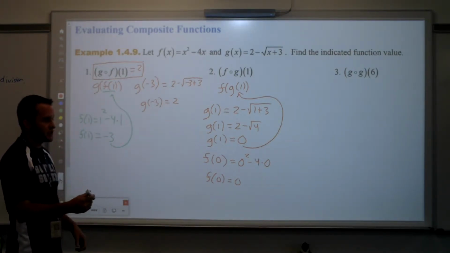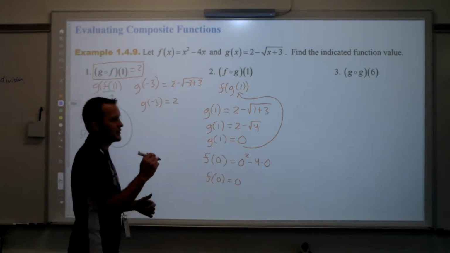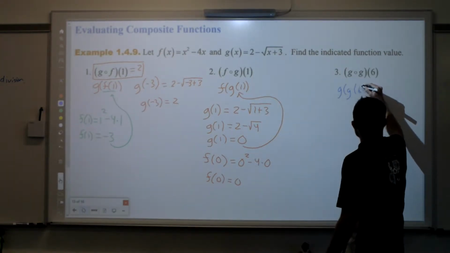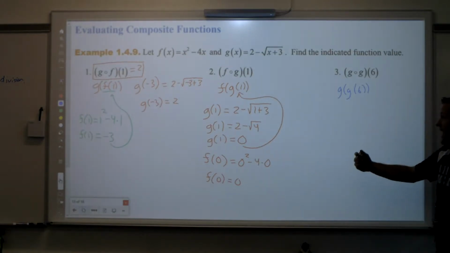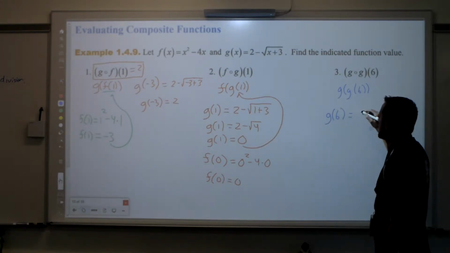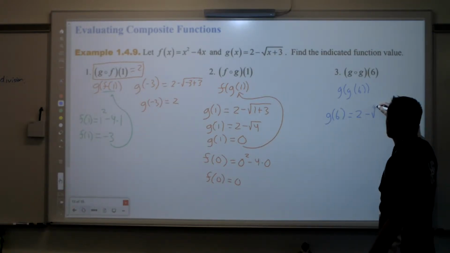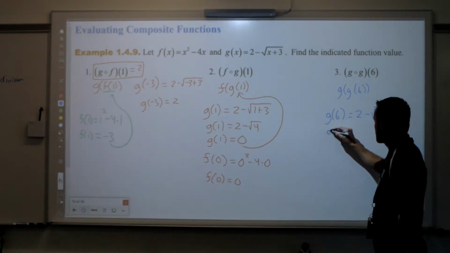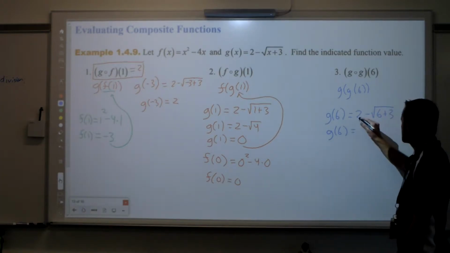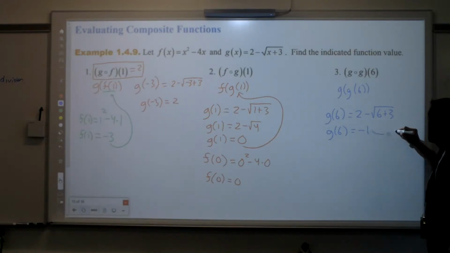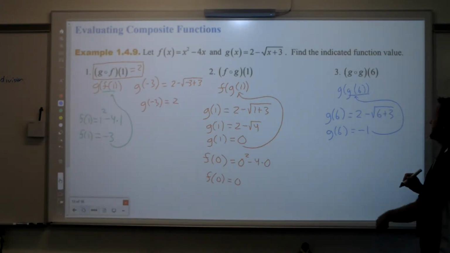Okay, last one, we're doing g of 6, and as we saw earlier, it's okay if you compose with the same function. I'm just going to plug 6 into g, and whatever I get when I'm done, I'm going to plug it back in. So let's start by doing just g of 6. I'm going to get 2 minus the square root of 6 plus 3, which will become the square root of 9, which is 3. So I'm going to get 2 minus 3, which is negative 1. That's what g of 6 is.